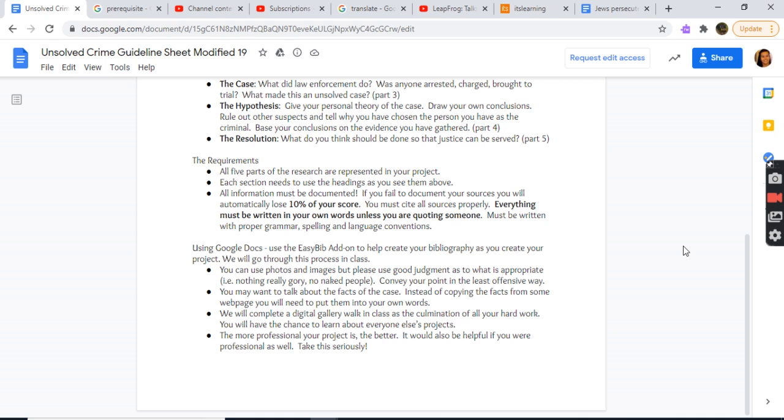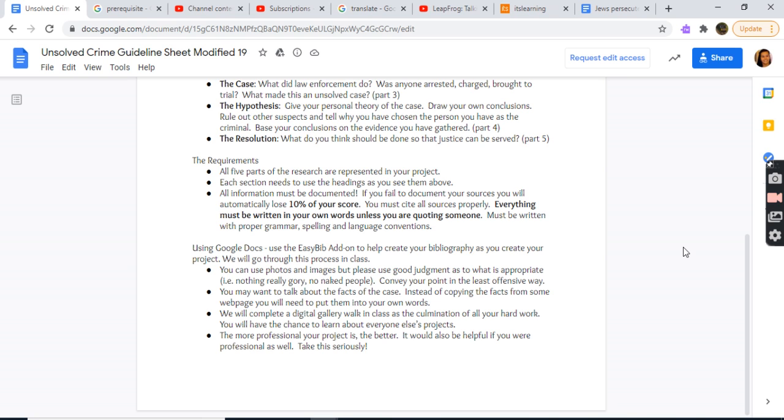We will go through this process in class. You can use photos and images, but please use good judgment as to what is appropriate. Nothing really gory. No naked people. Convey your point in the least offensive way.